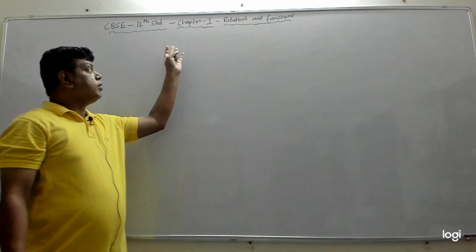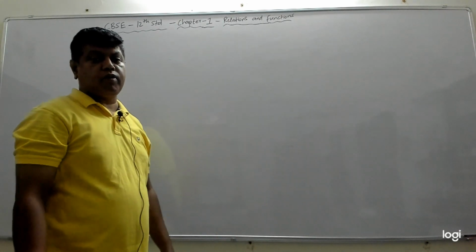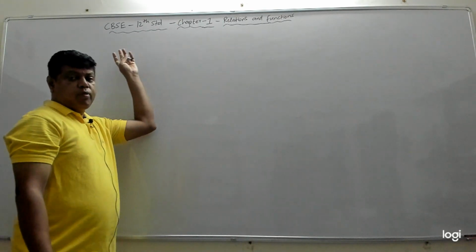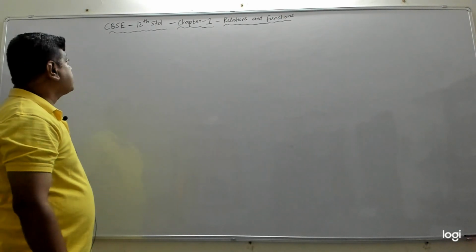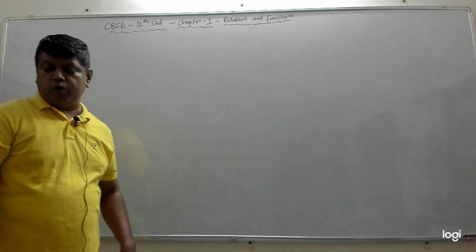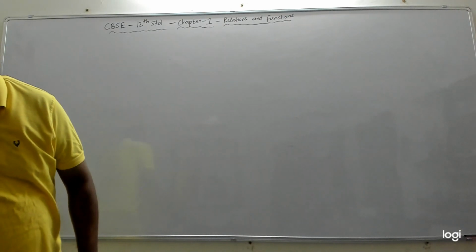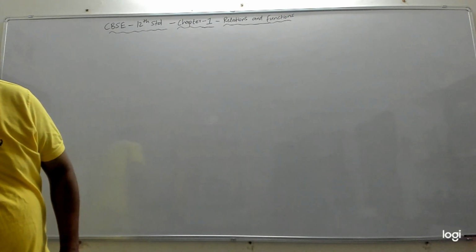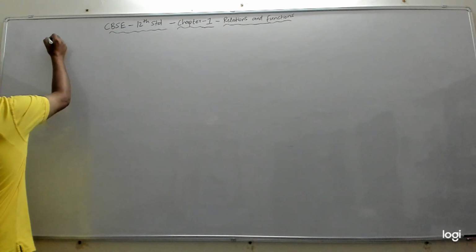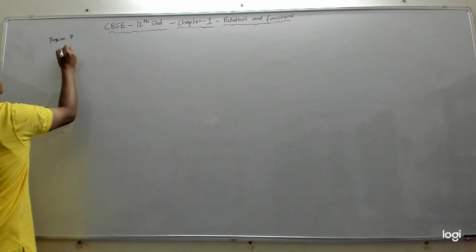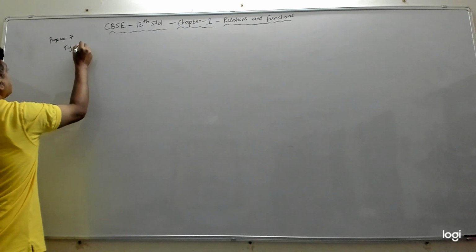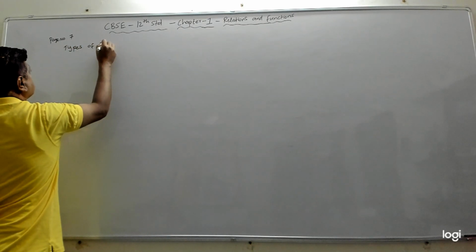In this video, we'll continue with the chapter Relations and Functions, which is chapter 1 from your 12th standard CBSE Mathematics. So the next section that we are going to talk about in this chapter is types of function. I'm on page number 7 in your textbook, which is types of function.